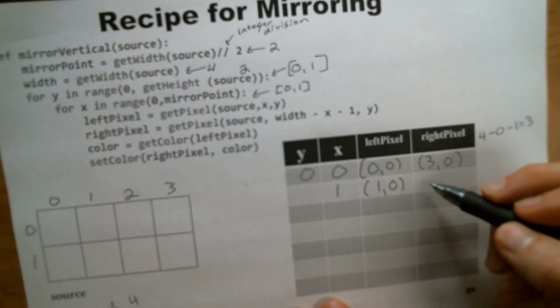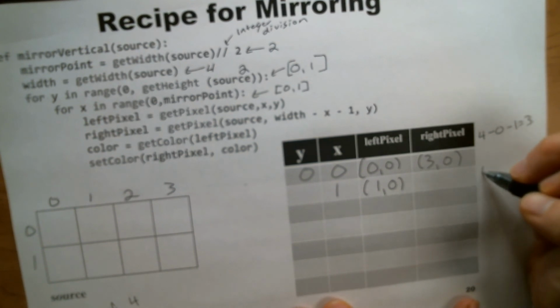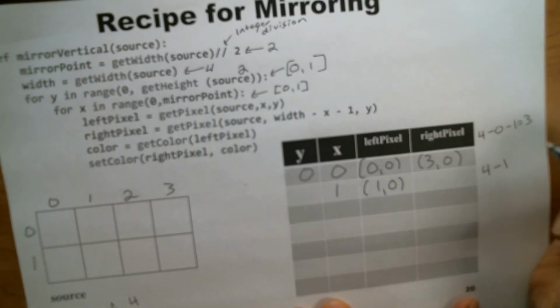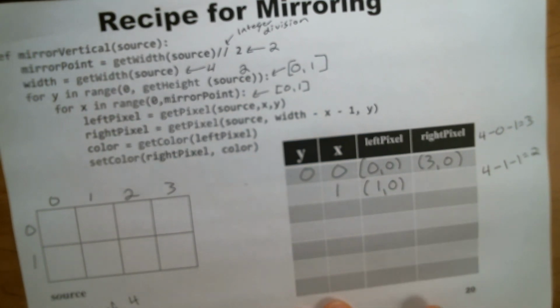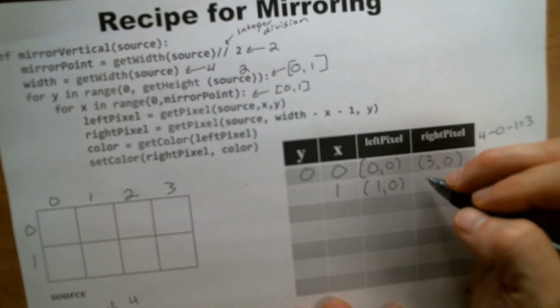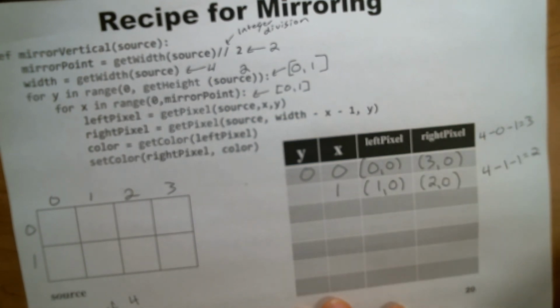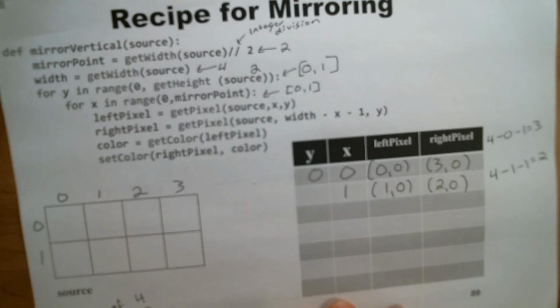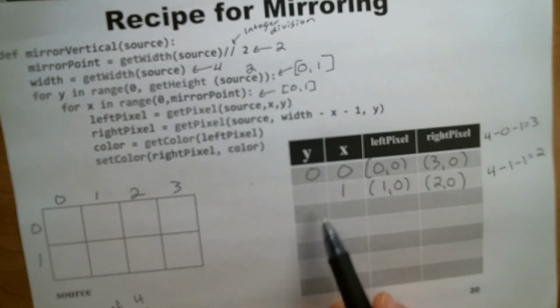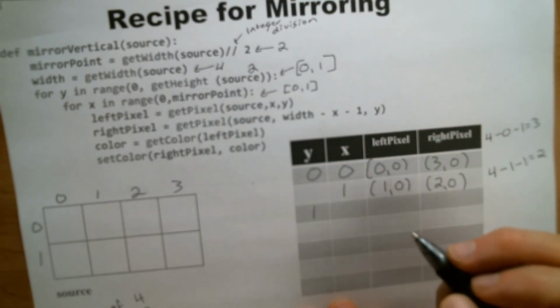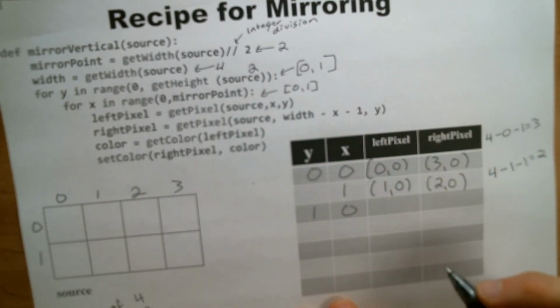And then over here, this time we're doing 4. We're no longer subtracting 0 because x is now 1. We still subtract the 1 because that's hard-coded in, and we get 2. So this is going to be 2, 0. Right. At this point, our inner loop has finished. So we go to our outer loop, which is 1. And then this gets reset to 0.